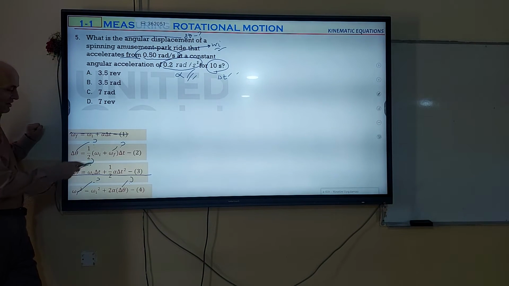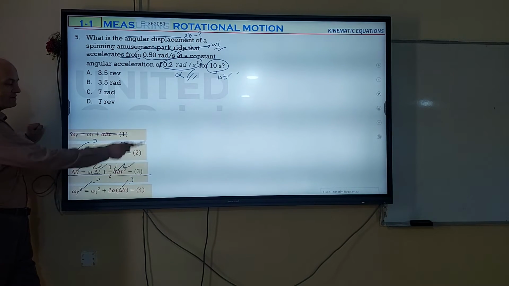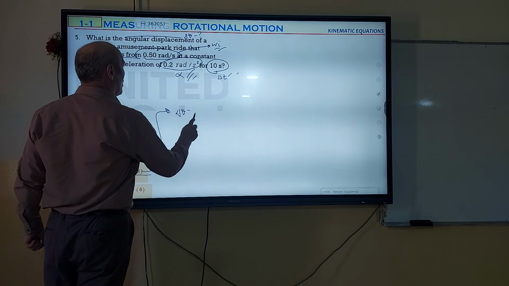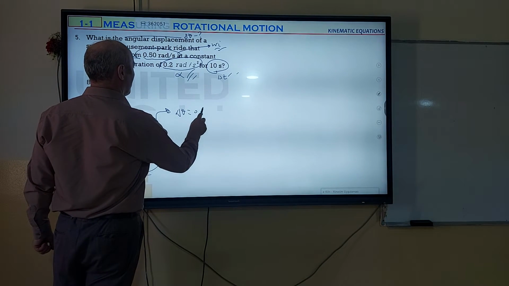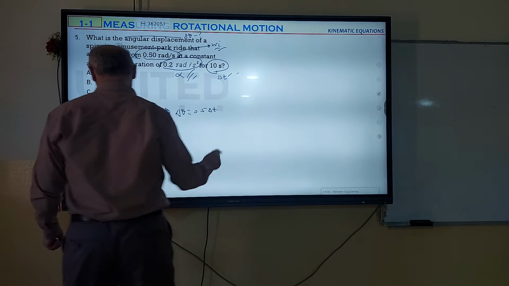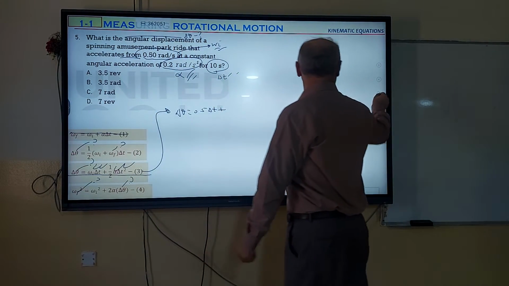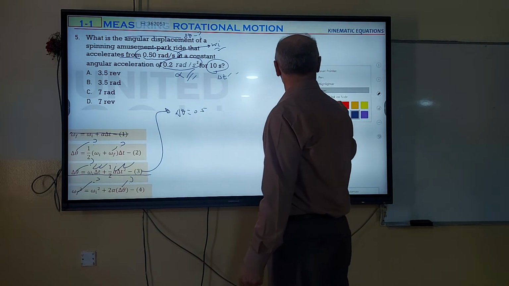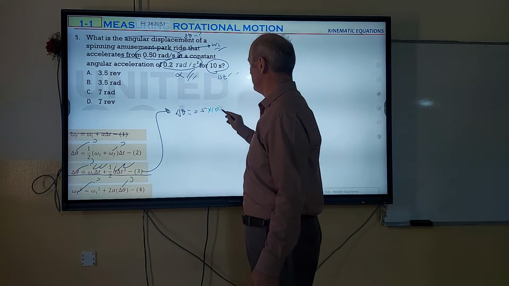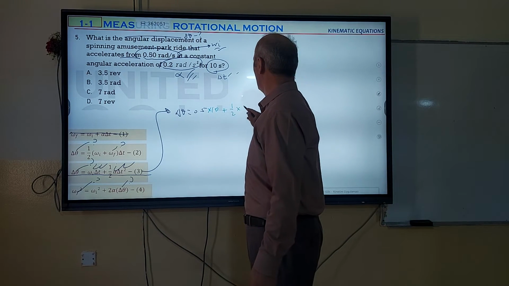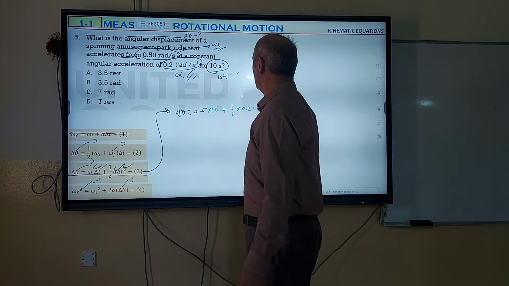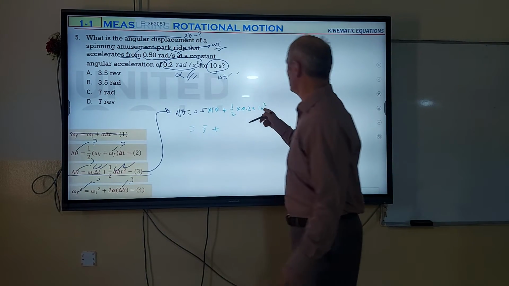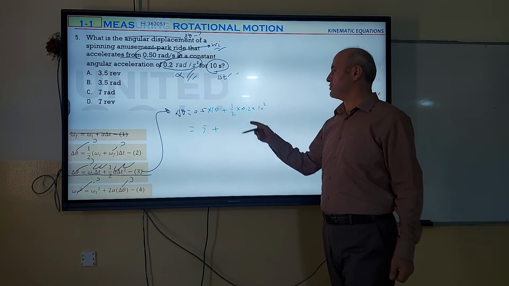And the third one is fixed. Initial is known, delta t is known, alpha is known. So we are going to use this equation. Delta theta is going to be omega initial times delta t plus, how much is delta t? It is 10 seconds. We are going to write 10 plus 1 over 2 alpha, 0.2, times 10 squared. So this is going to be 5 plus 100 times 0.2, which is going to be 10.